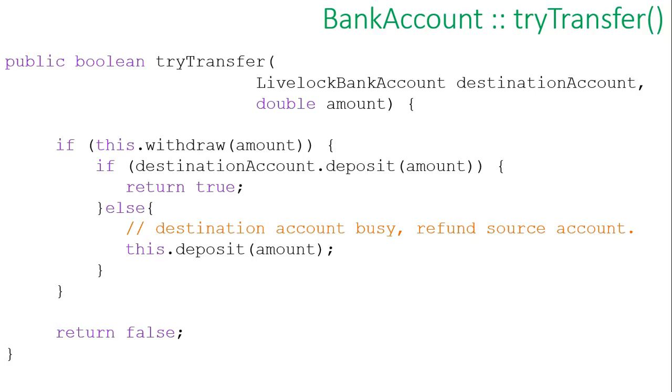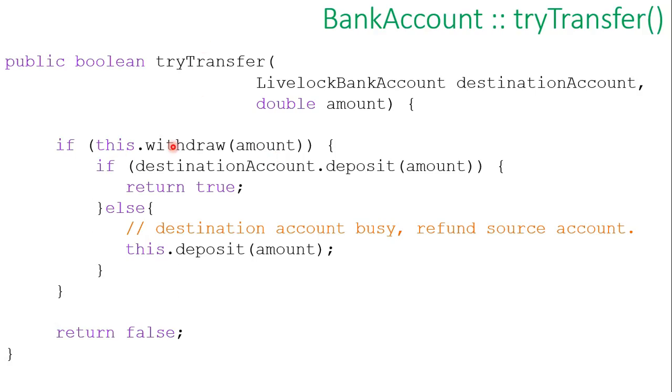So you call tryTransfer on an object of class LiveLockBankAccount. This is going to be the source bank account. You pass the destination bank account reference as parameter and the amount as second parameter. Now we look at those withdraw and deposit methods, and we use the fact that they return a boolean to let us know if that went through or not. So first we try to withdraw the amount from the LiveLockBankAccount on which the tryTransfer method was called.